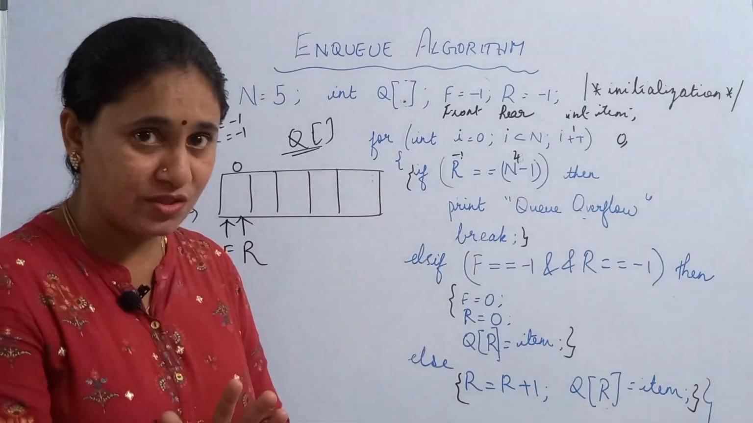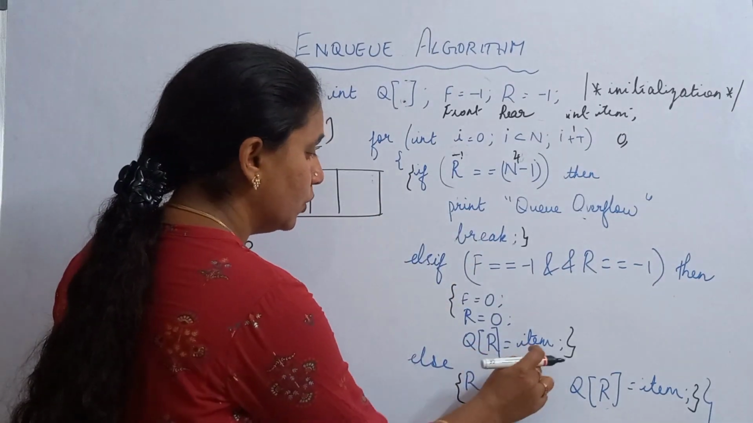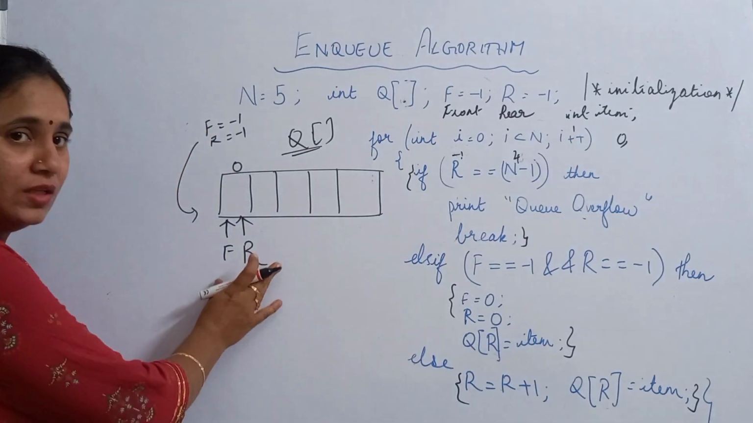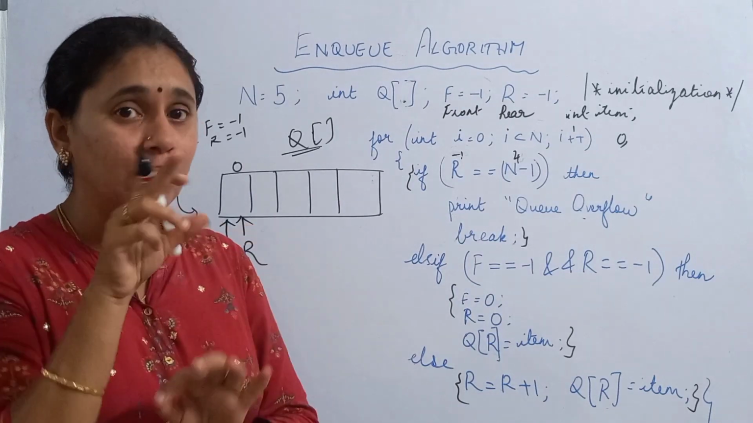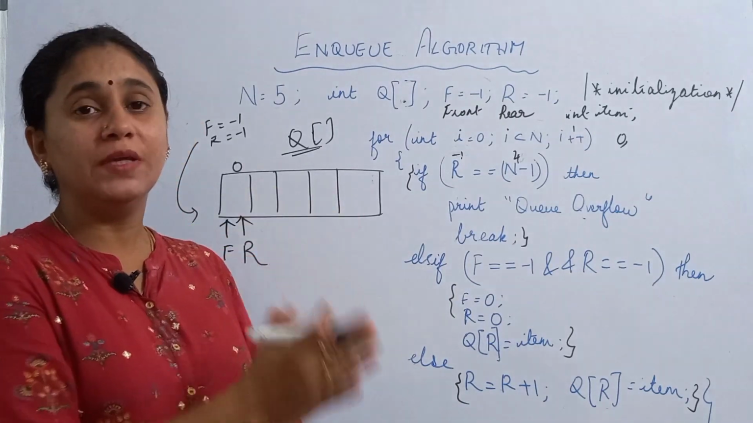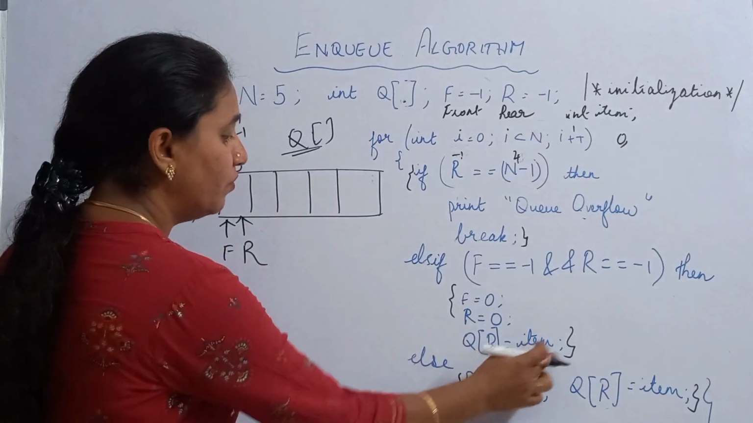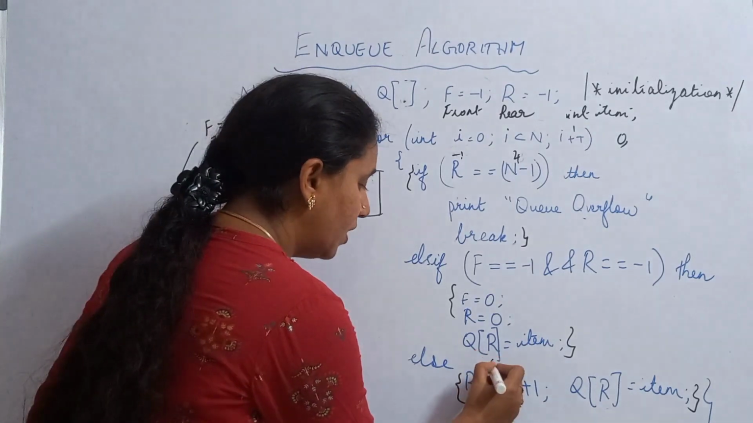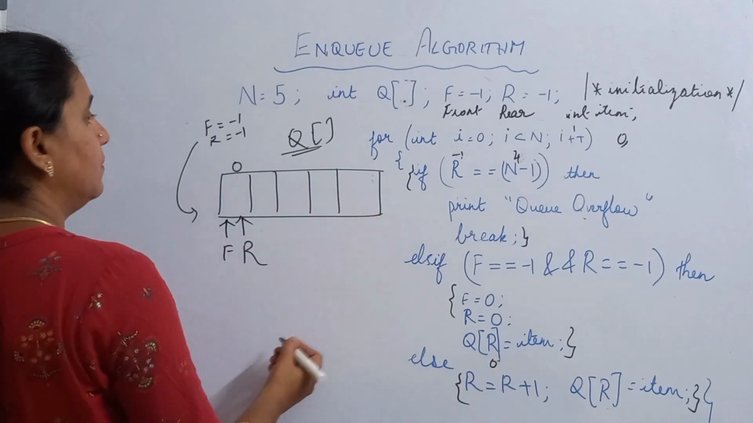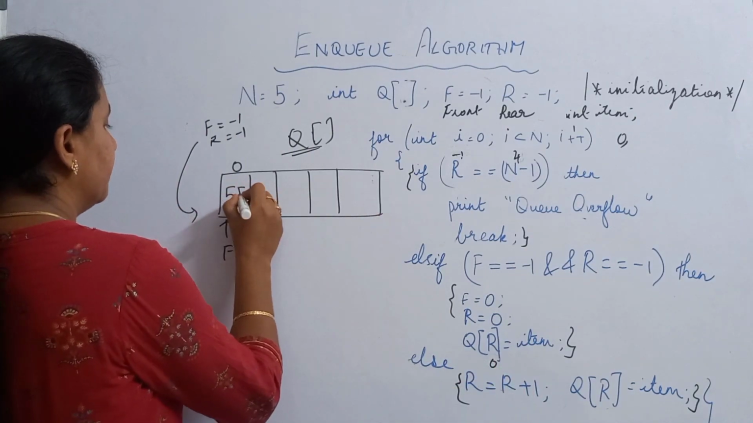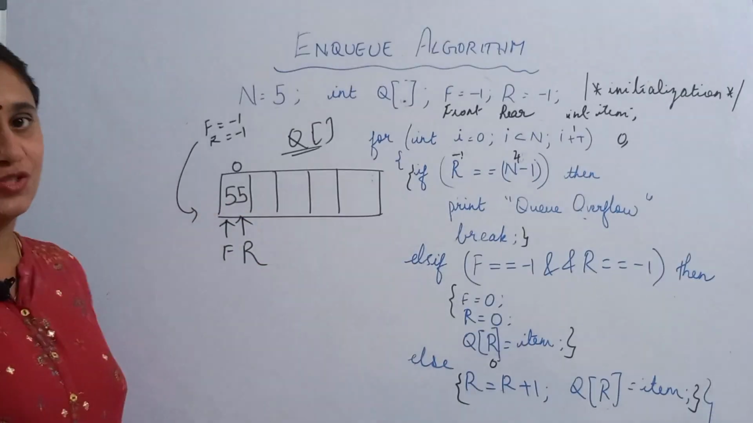Since it is insertion, we are just mentioning the rear pointer. I can also use q of f equal to item. Both are right, but since this is an insertion operation, we are focusing on the rear pointer, isn't it? The front pointer will be placed in the same position. So q of rear is equal to item. What is q of r? That is q of 0. So q of 0 is item. For example, let the item element be 55. Now item 55 is inserted into this data structure.